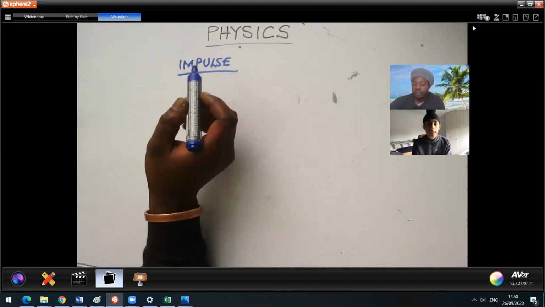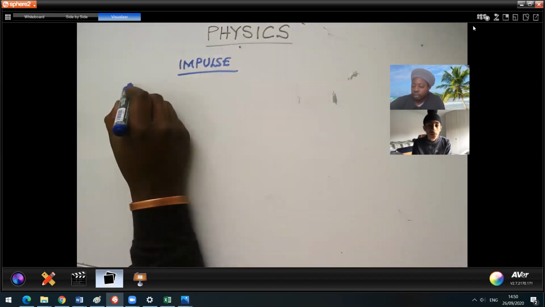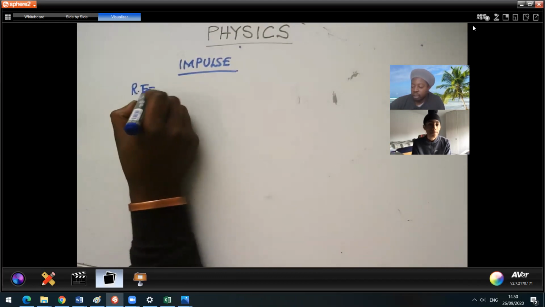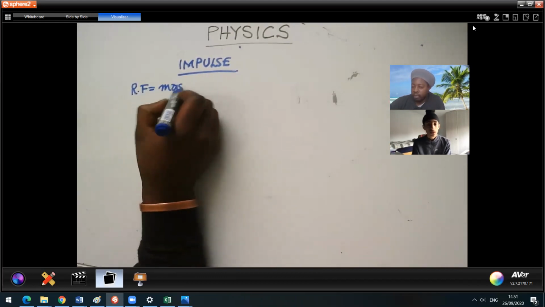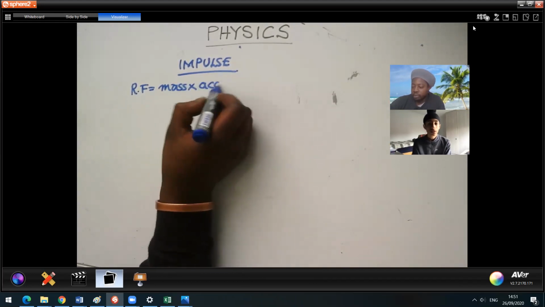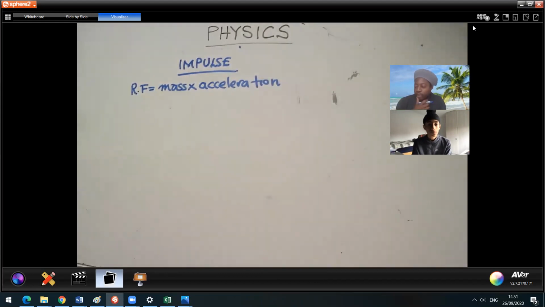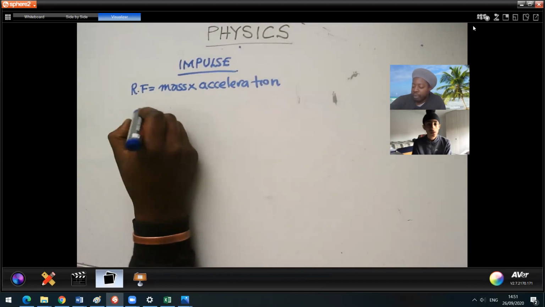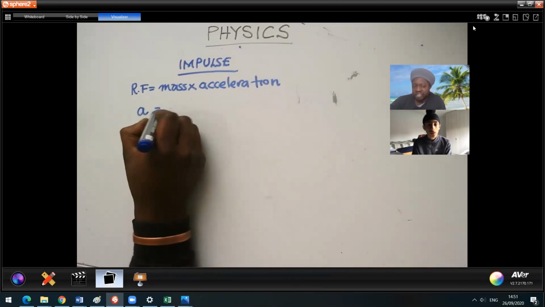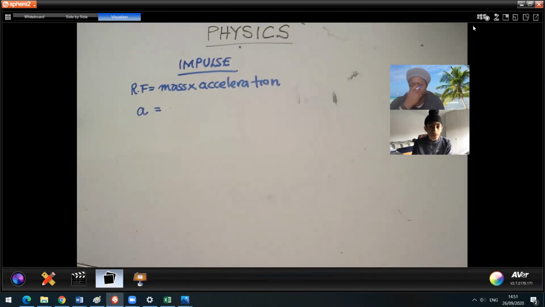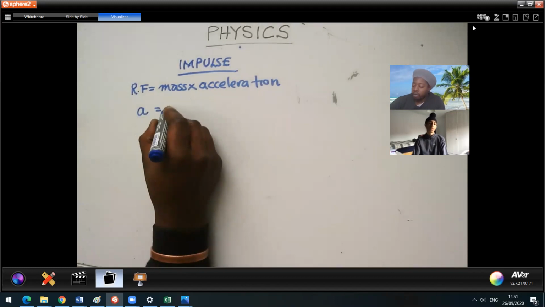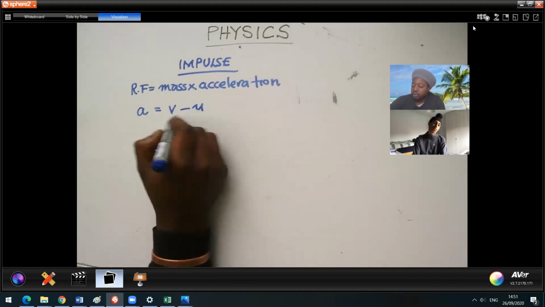So we started off with our formula, which says that resultant force equals mass times acceleration. It's a very important one, and you will not be given it in the formula booklet, so you'll be expected to remember it. Now, can you remember the formula for acceleration? Is it something like change of velocity? Yeah, so V minus U over T.